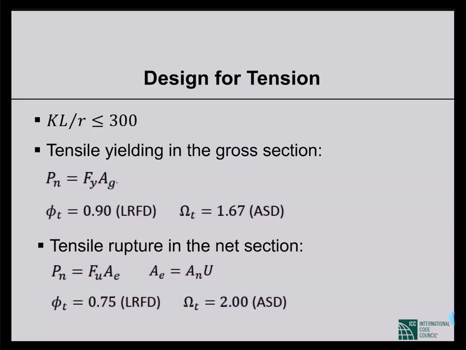Then for the tensile rupture check, that is the failure check, we will calculate the capacity to be Fu, that is ultimate strength, multiplied by an effective area. Now, what is the effective area? We'll see. Not the gross area, but the effective area times the ultimate strength. And in this case, the phi values and omega values are different. Effective area is shown as Ae, that is the net area An multiplied by a factor shown as U. U is called the shear lag factor.